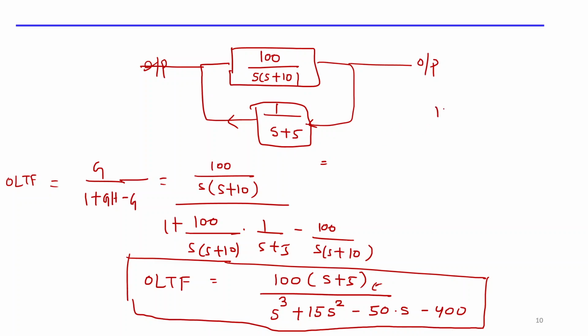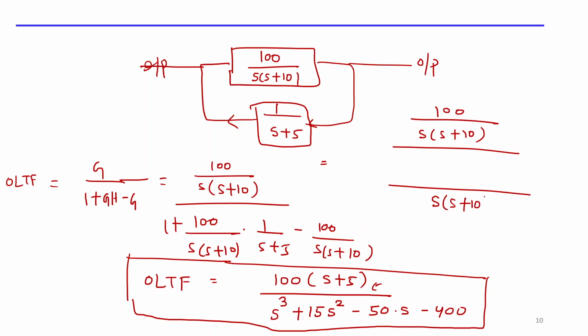Okay. Let's say the denominator is 100 divided by s into s plus 10. Let's take this part. For the denominator, how much LCM is coming? s into s plus 10, right? So s into s plus 10 is the LCM. s into s plus 10 is multiplied with 1, so this will be s square plus 10s.